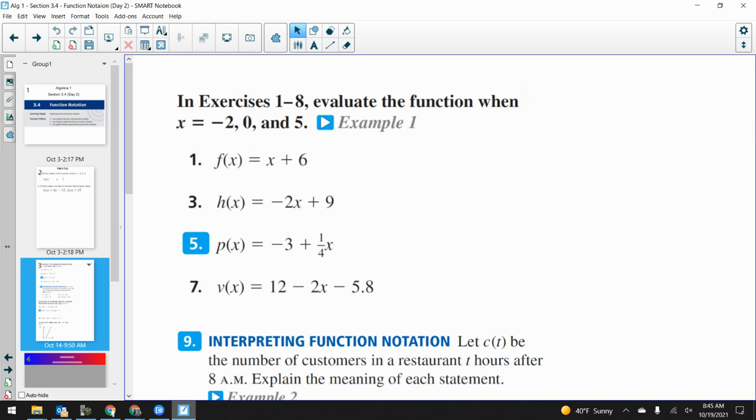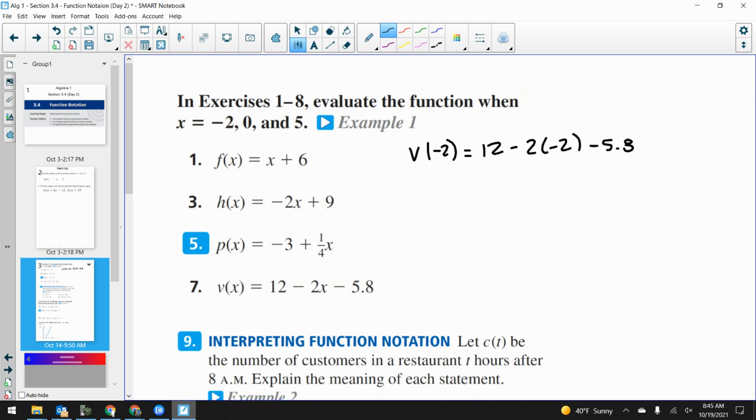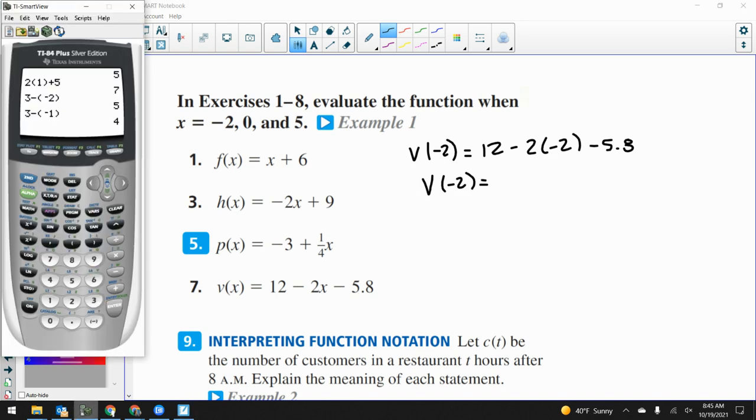So for number 7, I've got to find v of -2, v of 0, and v of 5, which basically means I'm going to plug in -2, which I have 12 minus 2 times -2 minus 5.8, which gets me 10.2.